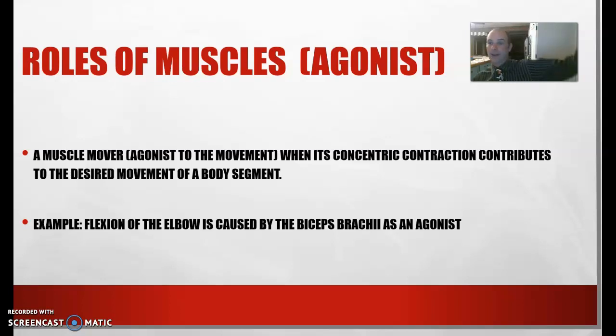And the example is, okay, on our bicep here, if we're going to flex, bicep brachii is the agonist in the flexion of the antecubital region. Yeah, that's how you got to start talking, okay? The bicep brachii is the agonist in the flexion of the antecubital region. Fantastic sentence.